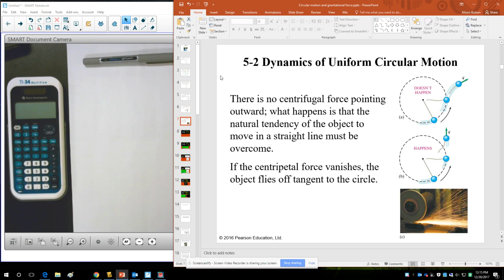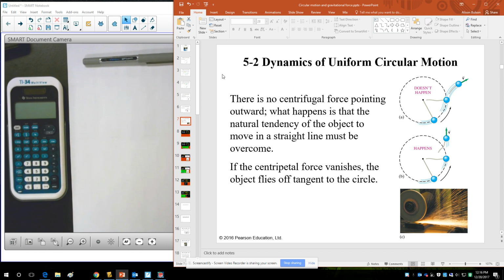What happens when the string breaks or if you cut that string? It's common to think about centrifugal force. Centrifugal would be outward directed rather than inward directed. What happens is the natural tendency of the object to move in a straight line. So if the centripetal force stops, if the rope breaks, the ball does not fly outward. Instead, it stops following a circular path and it moves then in a straight line at constant speed according to Newton's first law.